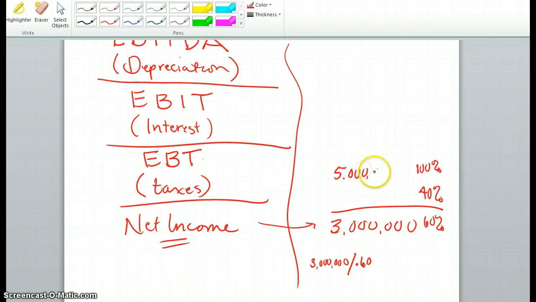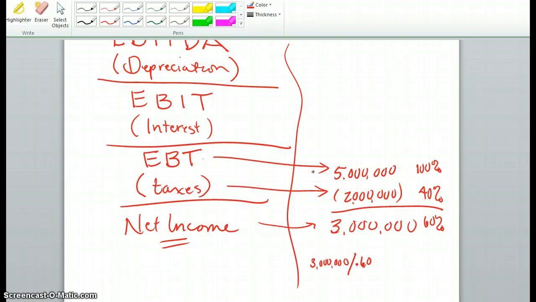And always look and make sure your numbers make sense. And 40% of 5 million is 2 million. And so my earnings before taxes is 5 million. I've got 2 million in taxes. And I've got 3 million in net income. So I'm able to kind of work my way back up mathematically by doing that. And I guess that's all we need to do. Oh, it says, what is the interest expense?